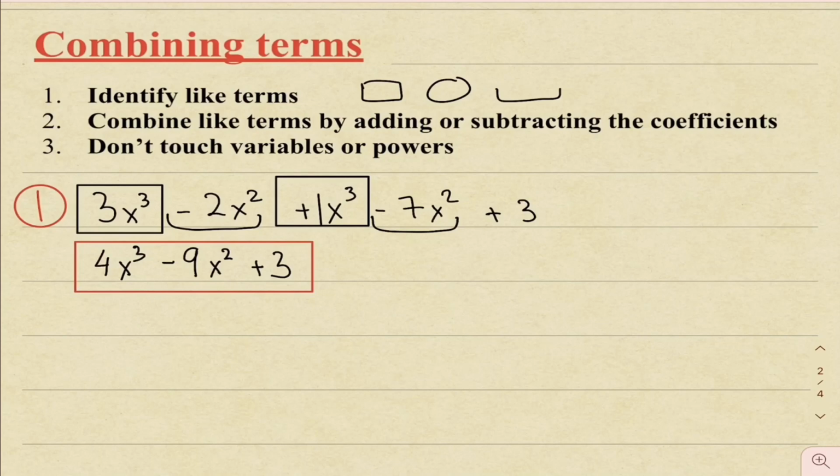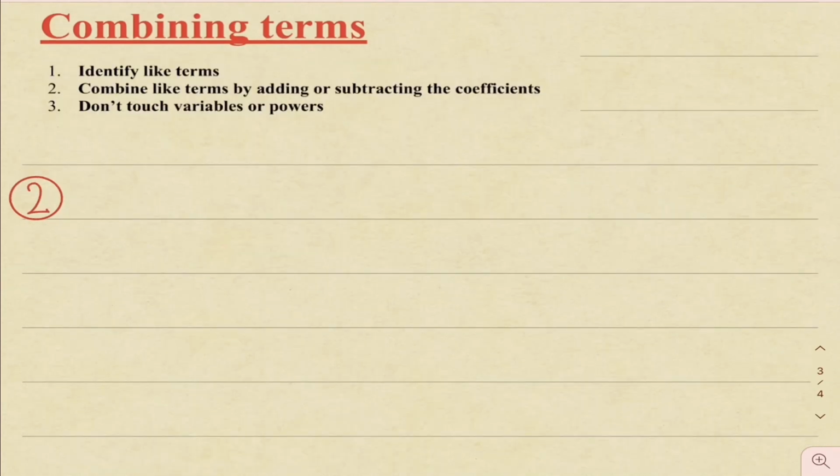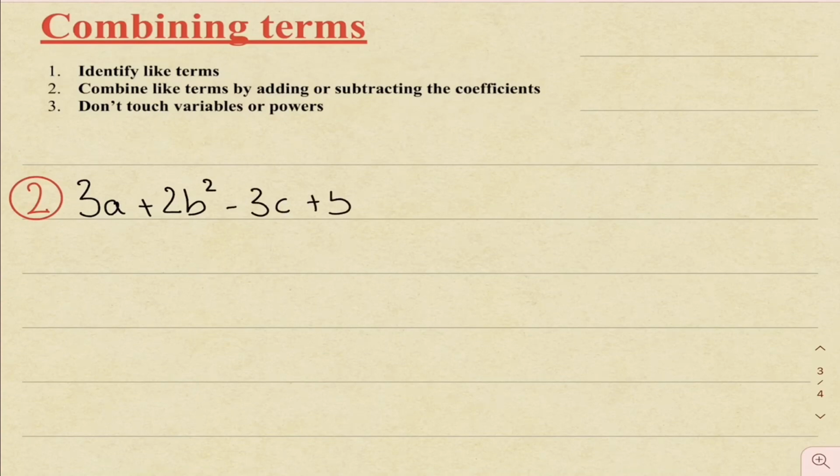Let me go ahead and do another example. Let's say I have 3a plus 2b to the power of 2 minus 3c plus 5b to the power of 2 minus a. So the first term is 3a. Now, do I have any like terms? Yes, I have negative a. So 3a and negative a are like terms.